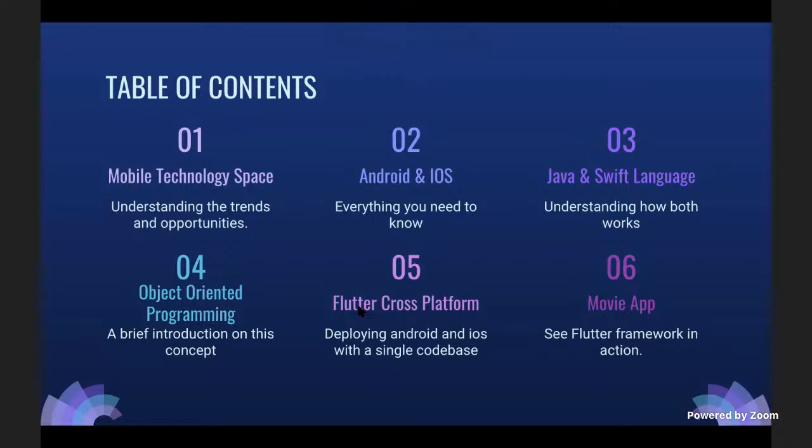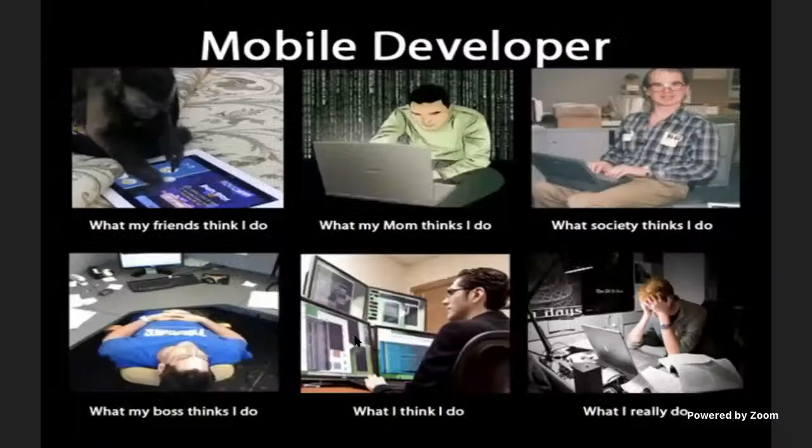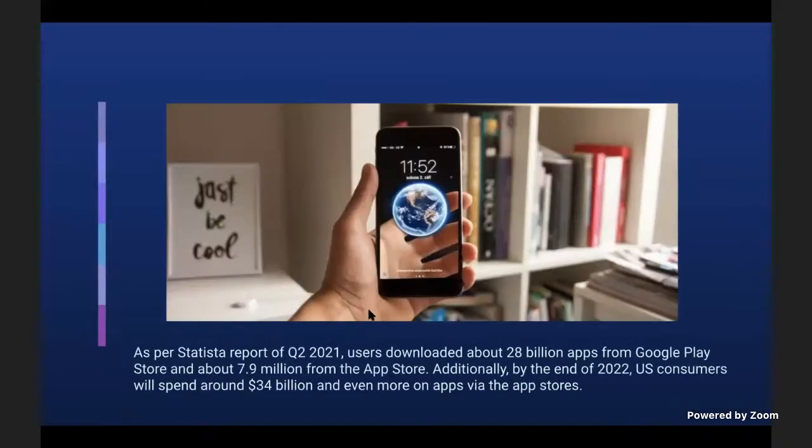So for me, today we're going to be looking at mobile development. We're looking at Android and iOS. We'll look at Java and Swift language. Don't worry, I'm going to explain these things to you. We're going to look at OOP, that's object-oriented programming. We're going to explore what Flutter cross-platform means. And we'll do a very simple application that will explain to you how these things work. All right, so straight up to this.